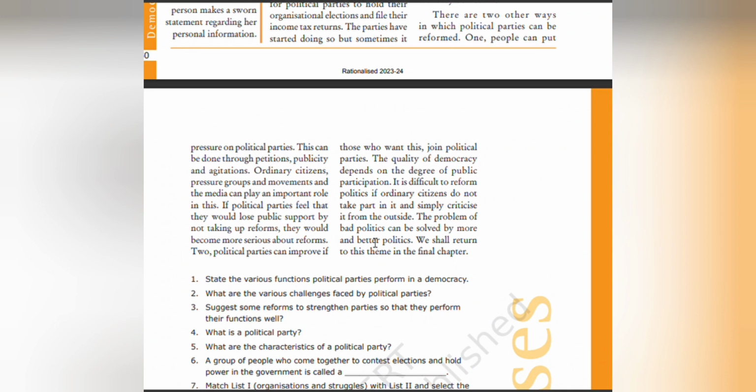Two, political parties can improve if those who want this join political parties. The quality of democracy depends on the degree of public participation. It is difficult to reform politics when ordinary citizens do not take part in it and simply criticize it from the outside. The problem of bad politics can be solved by more and more politics, better politics. We shall return to the theme in the final chapter.